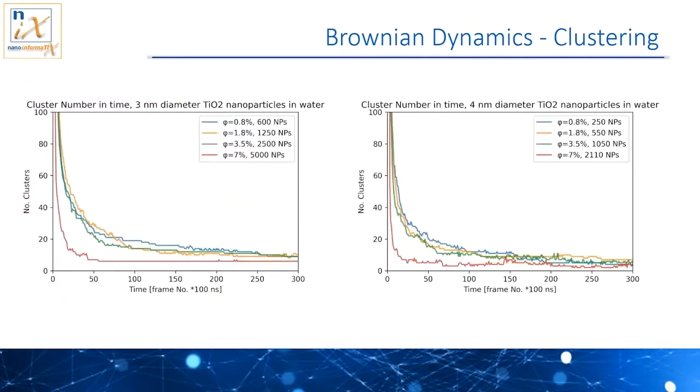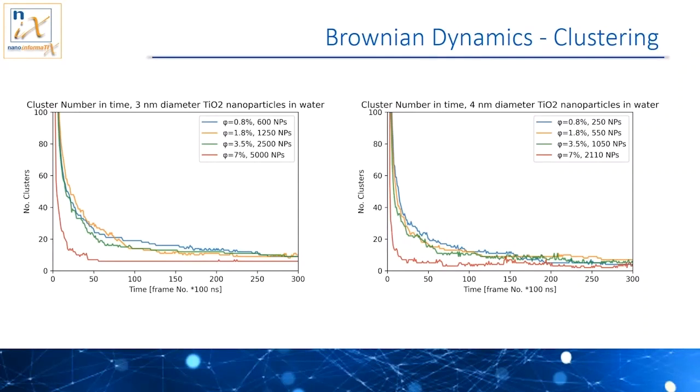So here we see the speed of the clustering process. I plotted the cluster number in time for the different volume fractions and the particle sizes. You can see that the aggregation takes place very quickly for pure titanium dioxide anatase in water. Clusters form already within 2.5 microseconds with the most concentrated solution, so the highest volume fraction, showing also the highest clustering rate. On the left, the 3 nanometer nanoparticle, and on the right, the 4 nanometer nanoparticle.